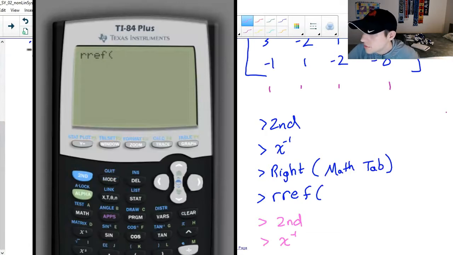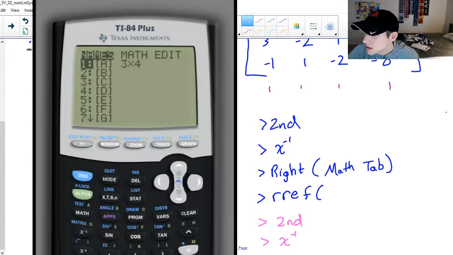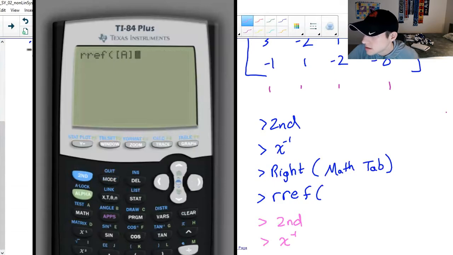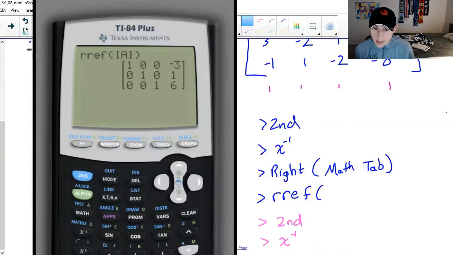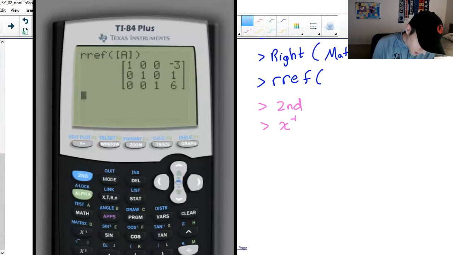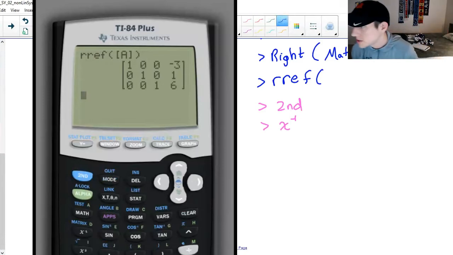So RREF, and then we want that matrix A, so second, x to the negative first. It's already on A right there. So enter, close the parentheses, and click enter again. And it should bring up a matrix that looks like this, where those first 3 columns are just zeros and ones. And then on the right column, there's actual numbers. So what those numbers represent are our answers.